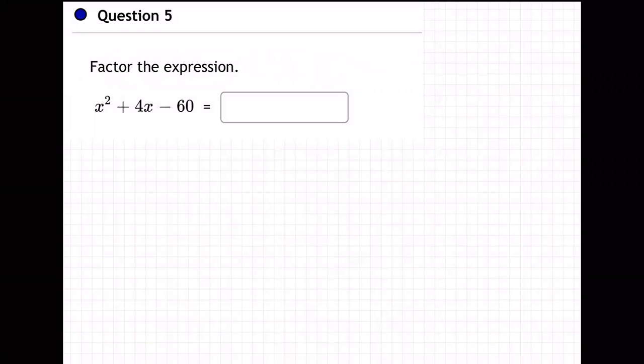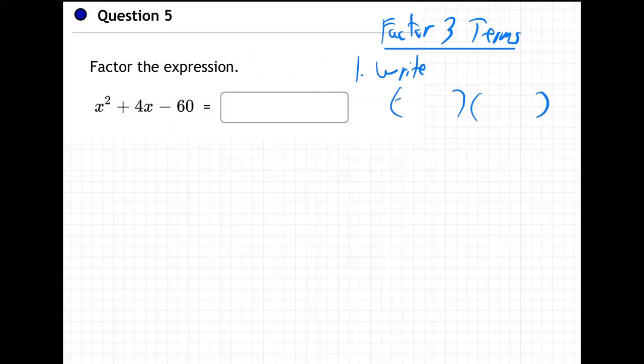So on this question, they want us to factor the expression. Well, how do you factor with 3 terms? Well, first thing you need to do is we're going to write 2 parentheses, x is in the front.